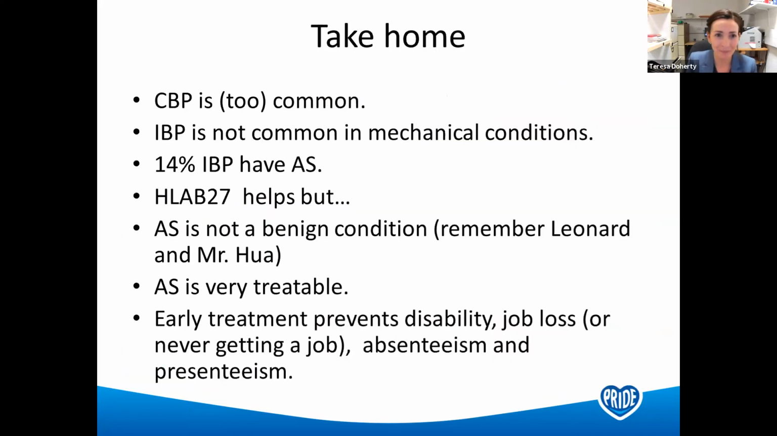So the take-home message is chronic back pain is common, too common for you. Inflammatory back pain is not common in mechanical conditions, and 14% of those will have ankylosing spondylitis. HLA-B27 is helpful, but it's not the ultimate test. Ankylosing spondylitis is not benign. Remember Leonard and Mr. Hua. It's treatable, and early treatment prevents disability and job loss and absenteeism and presenteeism in the workforce.